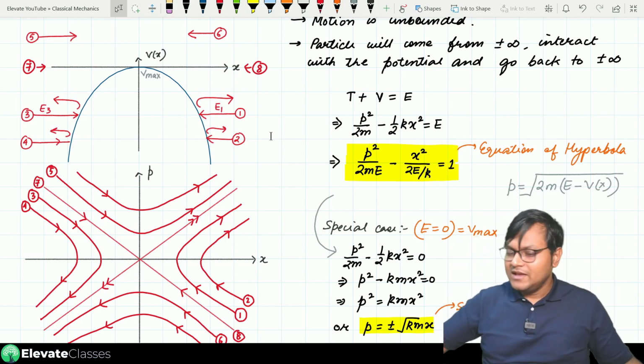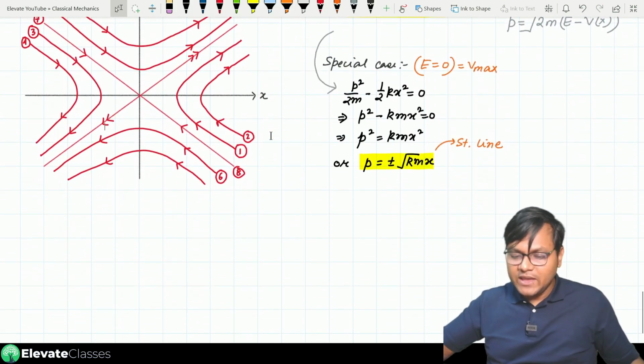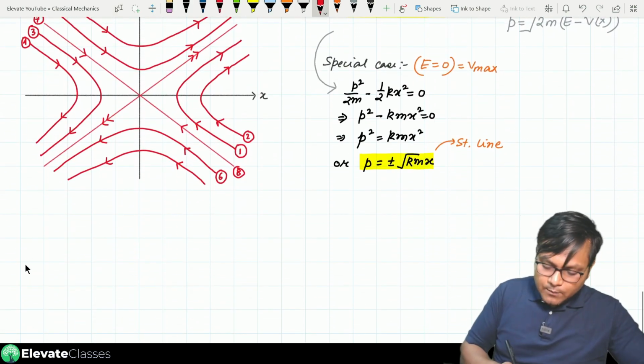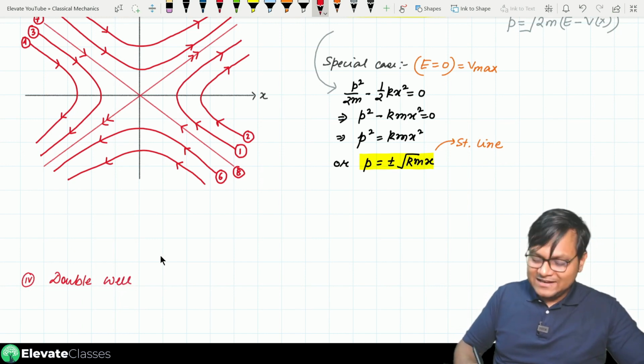diagram is. Now, let us move forward to the next case study, which is the fourth case study that we have, which is that of a double well potential. What does double well mean? It looks like a W.